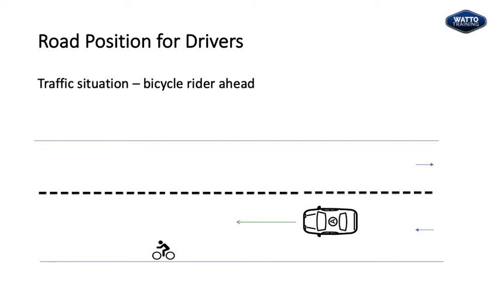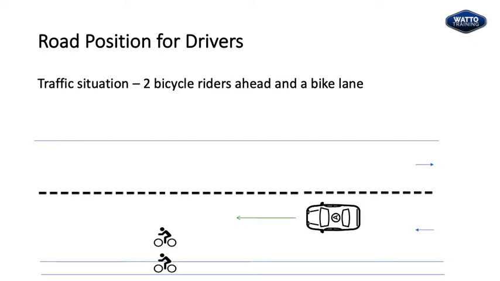There's a broken line there, so the driver could, if safe to do so, go around that bicycle rider with overtaking techniques. In this traffic situation, we've got two bicycle riders ahead and a bicycle lane. So technically that's legally acceptable by the bike riders. So a driver in car A must again obey the same rules.